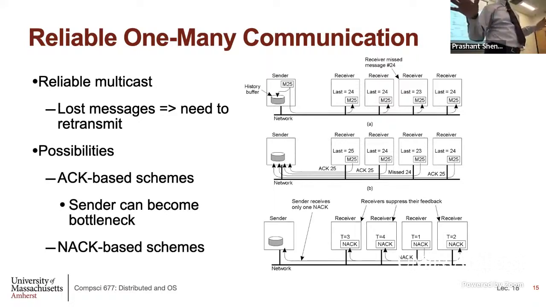If you have a really lossy network, then the NAC is not going to solve anything because you may get lots of NACs every time you try to send them. But we assume that the network by and large is well-behaved and only occasionally drops packets. In this case, a NAC-based scheme will be a lot more efficient than an ACK-based one. Yes, question.